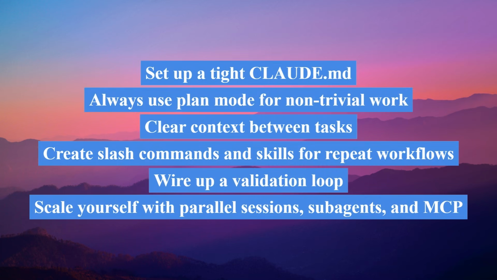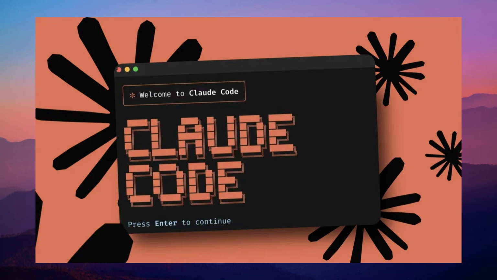So, to recap the senior engineer workflow for Claude Code: set up a tight CLAUDE.md, always use plan mode for non-trivial work, clear context between tasks, create slash commands and skills for repeat workflows, wire up a validation loop, and scale yourself with parallel sessions, subagents, and MCP where it makes sense. Used this way, Claude Code doesn't replace your engineering judgment, it amplifies it. You stay focused on architecture, constraints, and trade-offs, while Claude handles exploration, boilerplate, and repetitive execution.